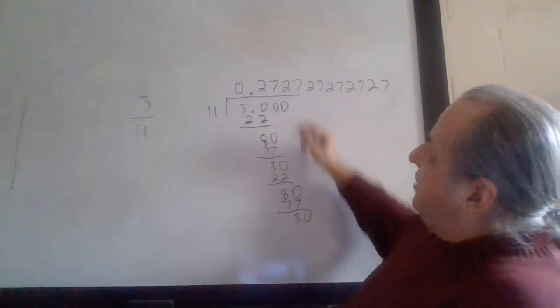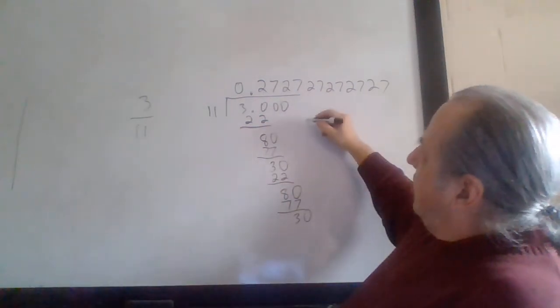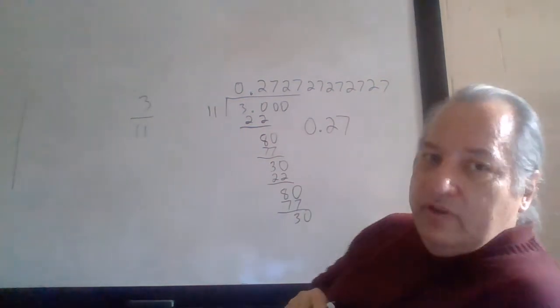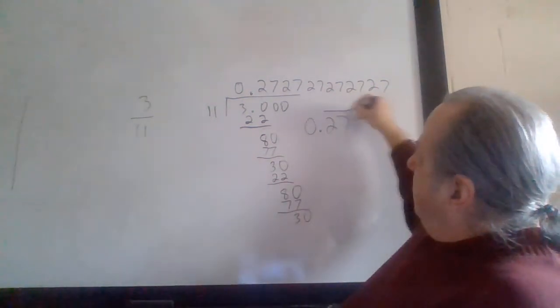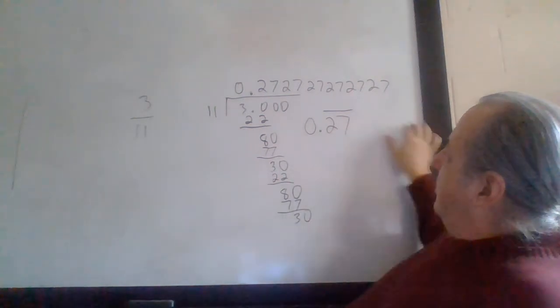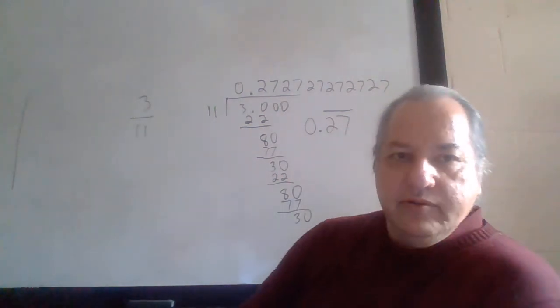So how do I write that as a decimal, a non-terminating decimal? 0 point, and then since it's the 2 and the 7 that repeats forever, the bar goes over both of them. The bar tells you that it's the 2 and the 7 that keeps repeating in a pattern.